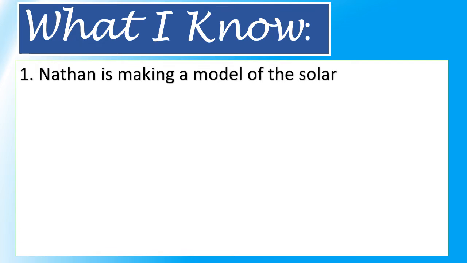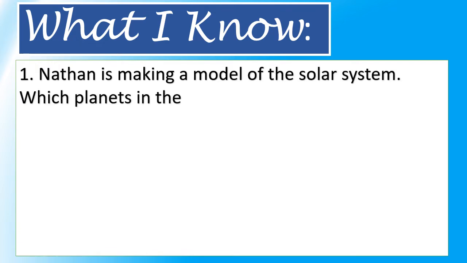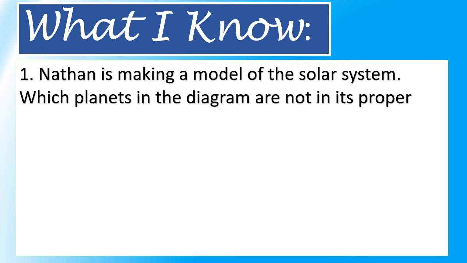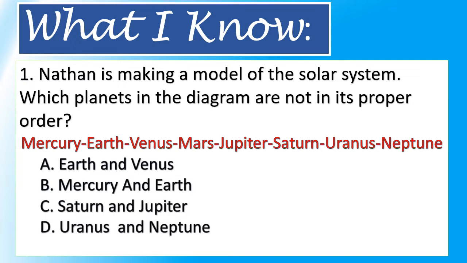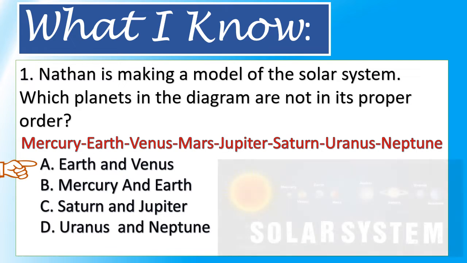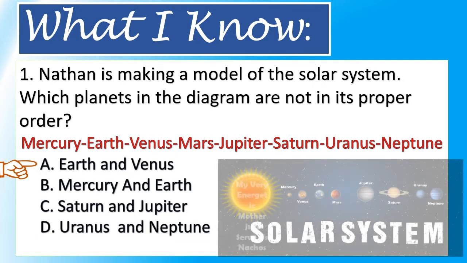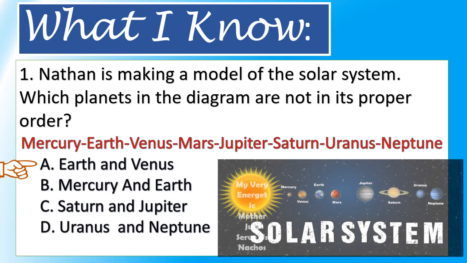Number 1, Nathan is making a model of the solar system. Which planets in the diagram are not in their proper order? Mercury, Earth, Venus, Mars, Jupiter, Saturn, Uranus, Neptune. A. Earth and Venus. B. Mercury and Earth. C. Saturn and Jupiter. D. Uranus and Neptune. And the answer is letter A, Earth and Venus. If you look at the solar system, the planet after Mercury is Venus, and after that is Earth. So Venus comes first before Earth.